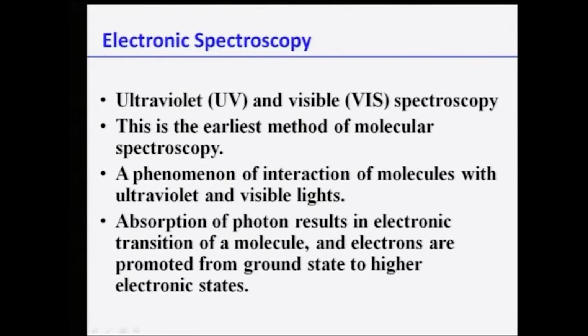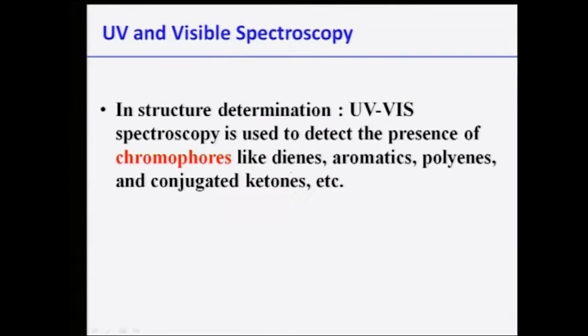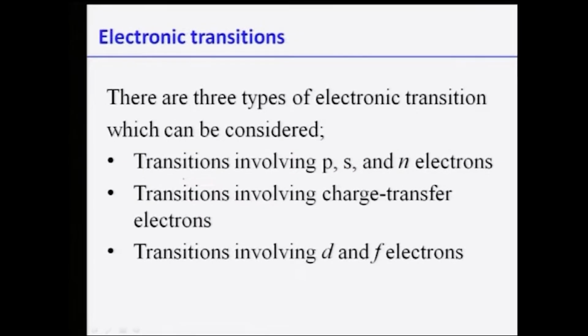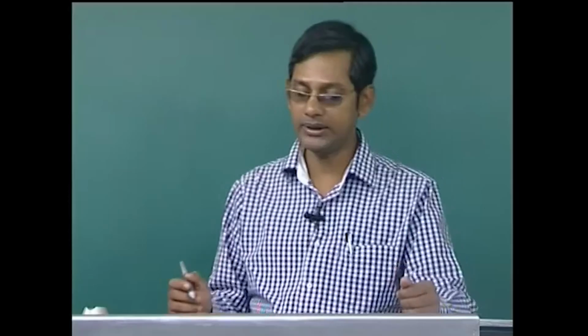In UV and visible spectroscopy, the interaction of the molecules with light and absorption of a photon results in electronic transitions, as I have also told. The most important thing is that these are used to detect the presence of chromophores like dienes, aromatics, polyenes, or conjugated ketones. We will also discuss what these are. As I said, I will discuss these different electronic states.